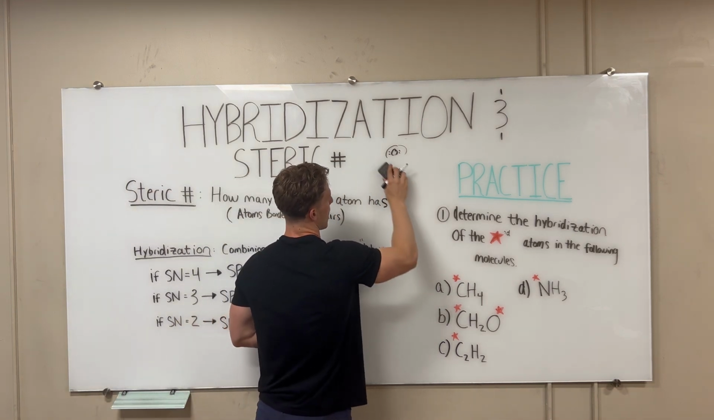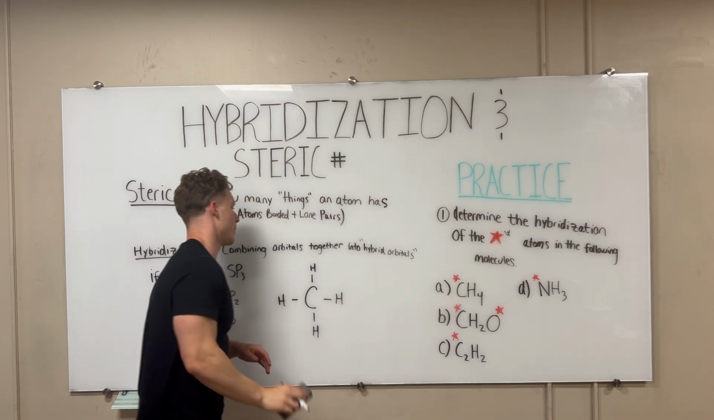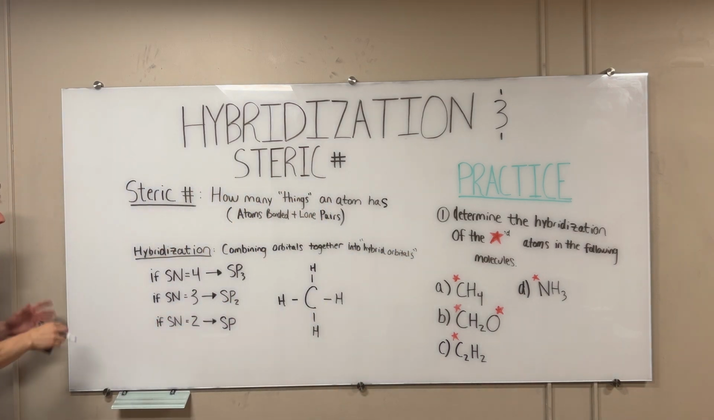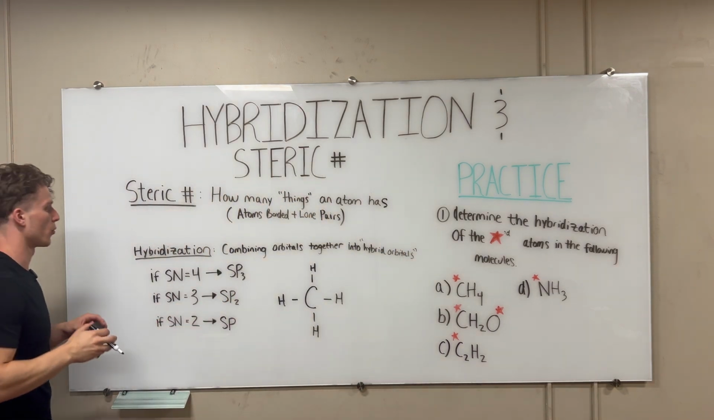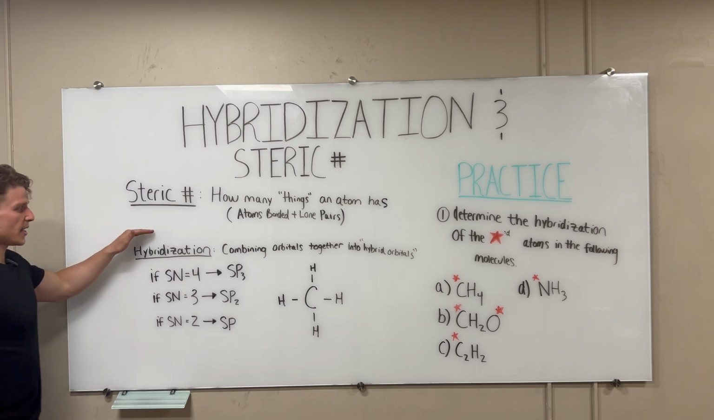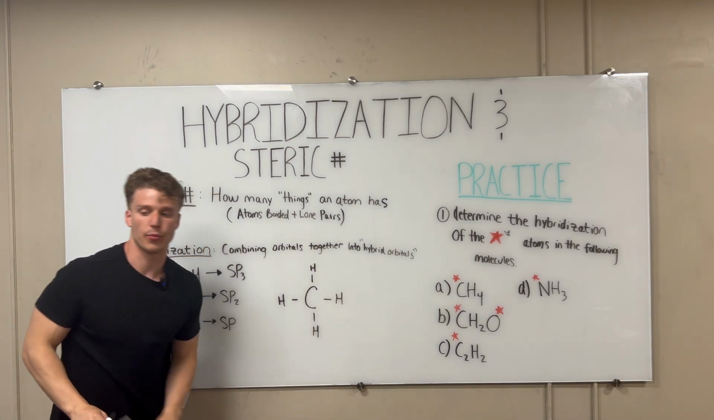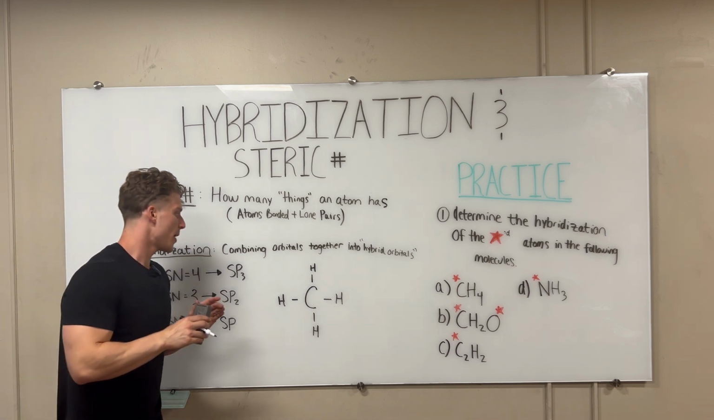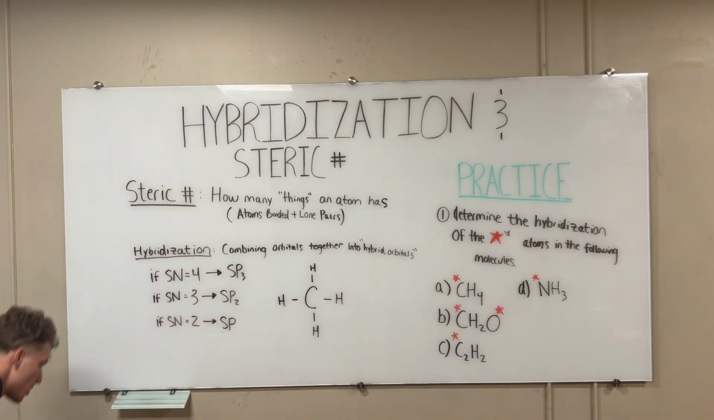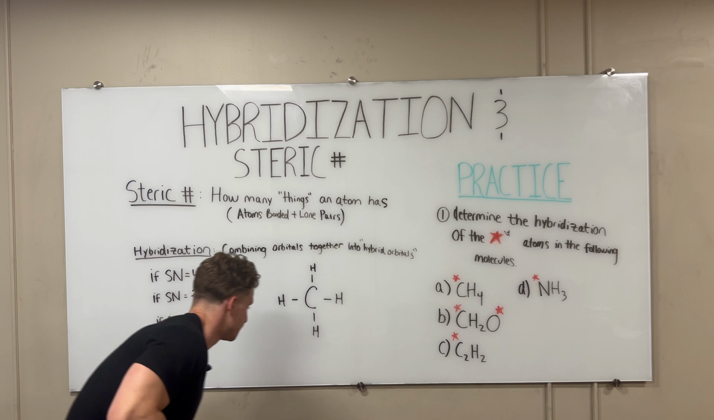So now that we've broken down steric number, let's talk a little bit about hybridization. Now, hybridization can be a tricky topic, so let's walk through it very slowly. Hybridization is combining orbitals together into hybrid orbitals. So to better understand this, let's look at this Lewis structure, CH4.